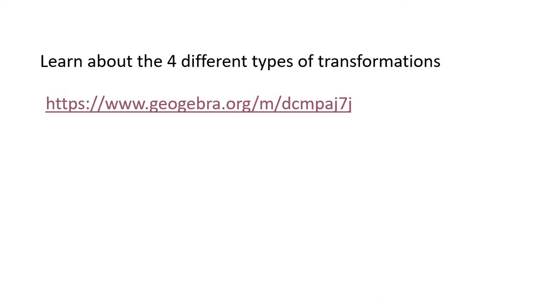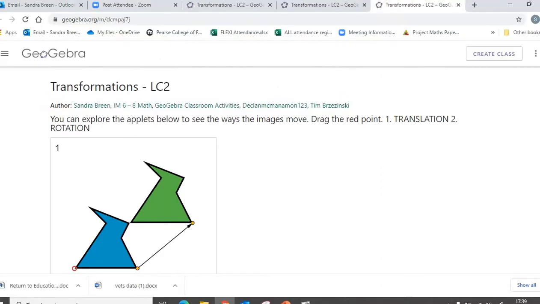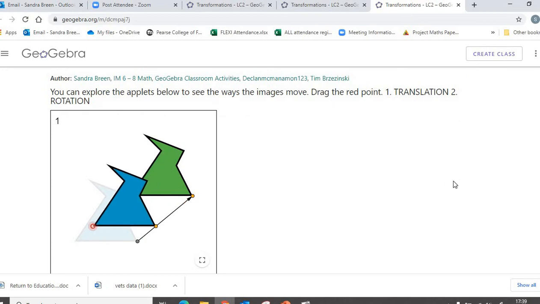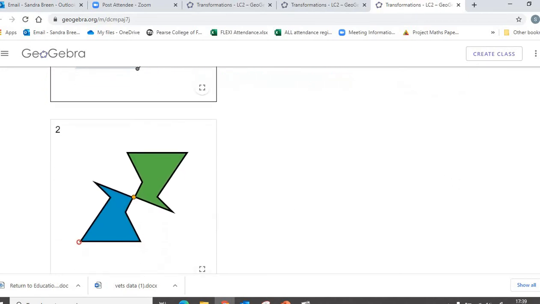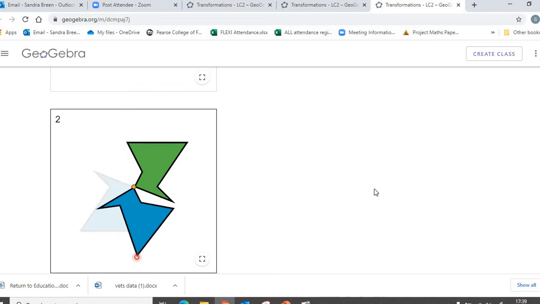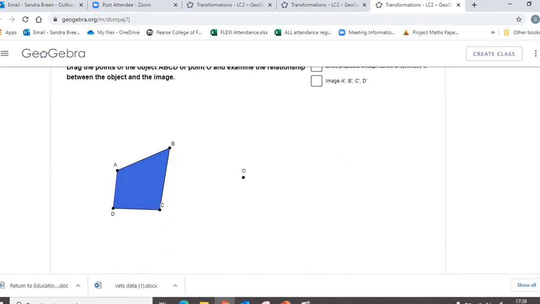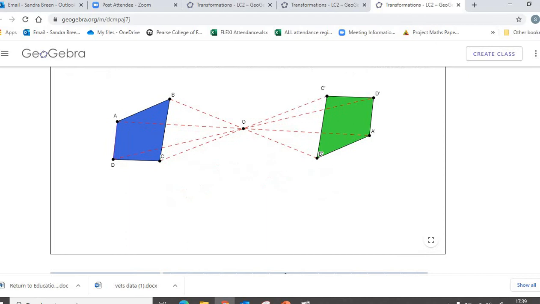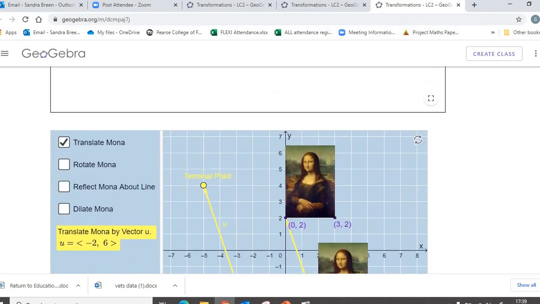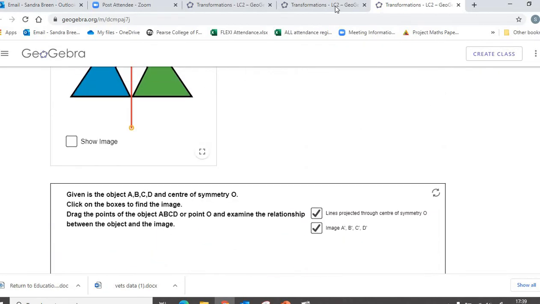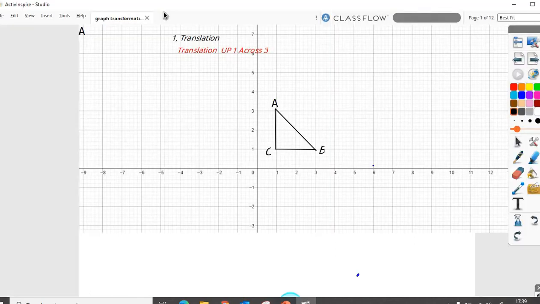So to do this, I'd like you to go to this website, and here you can play with the 4 different types of transformation. The first being translation, rotation, axial symmetry, and central symmetry. So you can play with those 4 types of transformation using this GeoGebra link to do those transformations for you. So we'll do 3 of them here together.